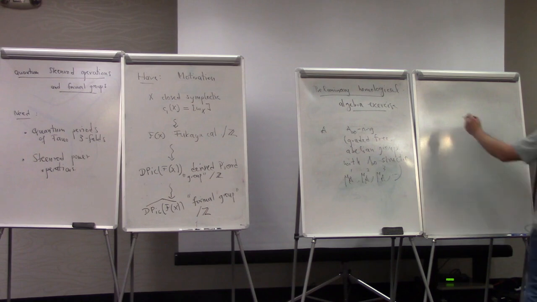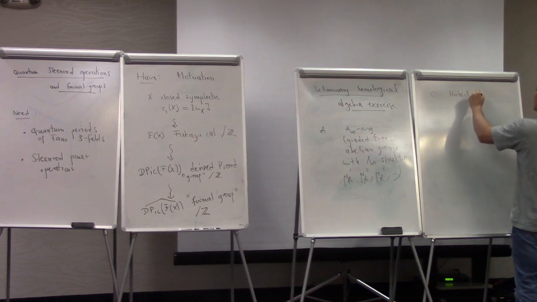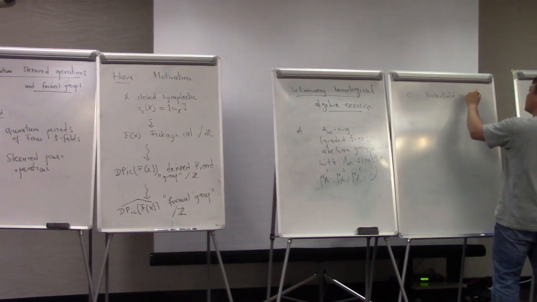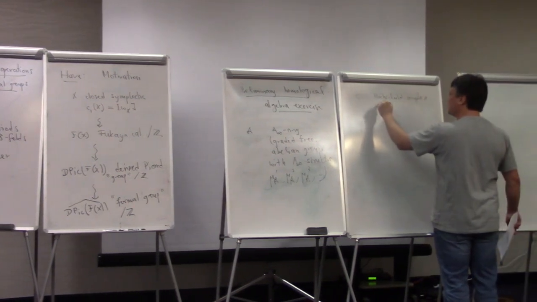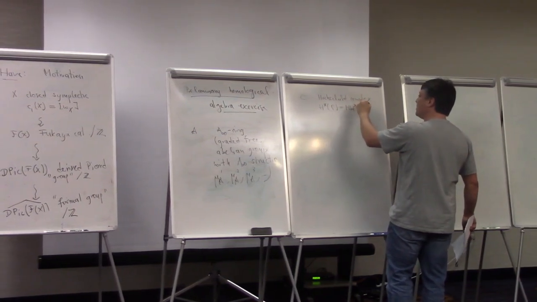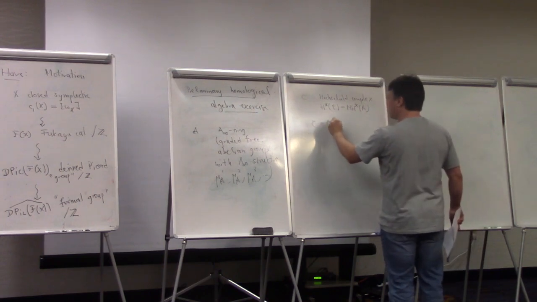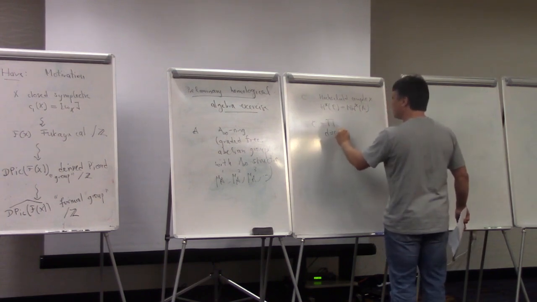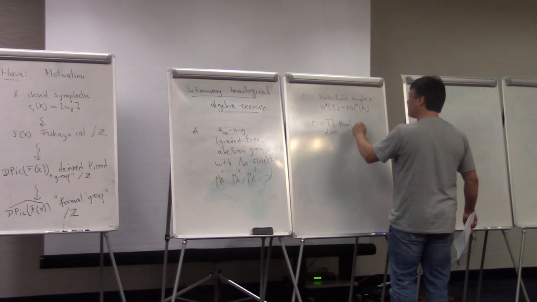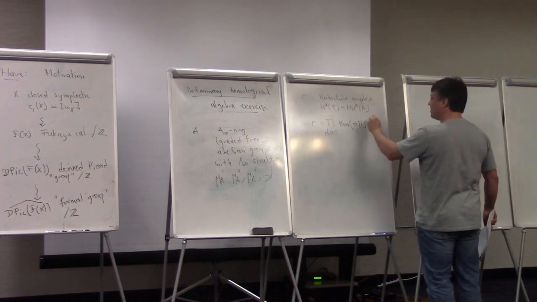And then I want to say that C is the Hochschild complex. Okay, so the cohomology of C is the Hochschild cohomology of A. Okay, so C is the product of some shifted version of A.